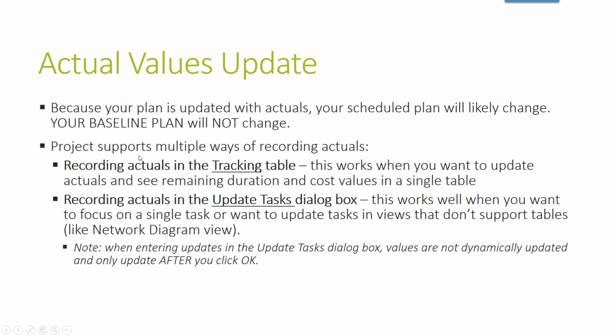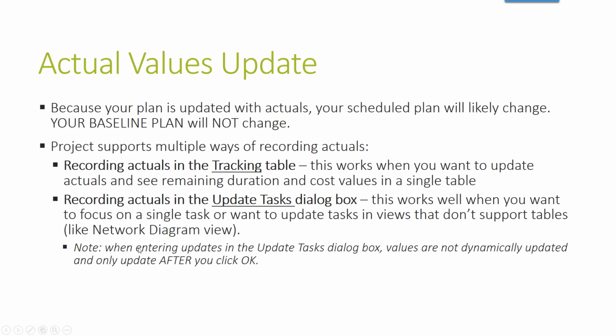Okay? Project supports multiple ways of recording actuals. You can do it in the tracking table, and this works when you want to update actuals and see remaining duration and cost values in a single table, right? So you want to update the actuals and see how it affects. Recording actuals in the update task dialog works well when you want to focus on a single task or update tasks in views that don't support tables, like a network diagram.